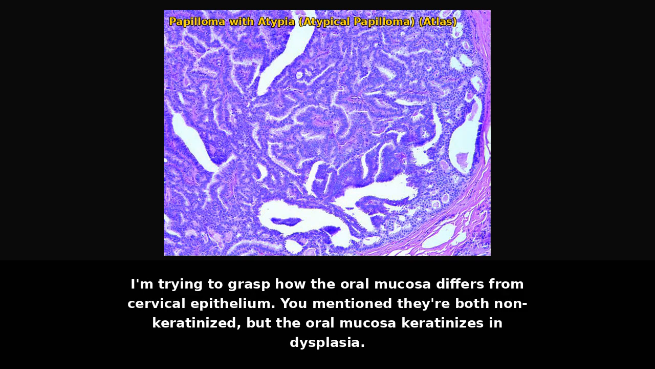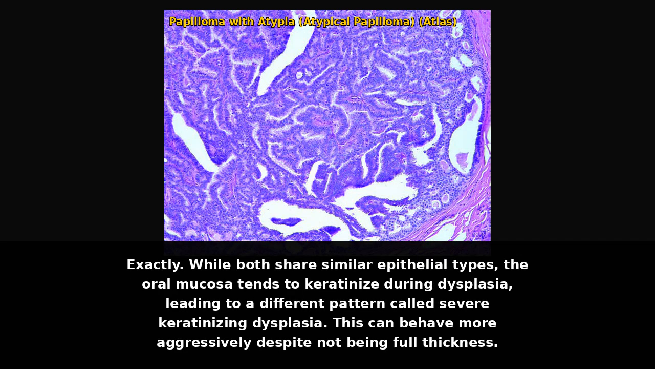I'm trying to grasp how the oral mucosa differs from cervical epithelium. You mentioned they're both non-keratinized, but the oral mucosa keratinizes in dysplasia. Exactly. While both share similar epithelial types, the oral mucosa tends to keratinize during dysplasia, leading to a different pattern called severe keratinizing dysplasia. This can behave more aggressively despite not being full thickness.